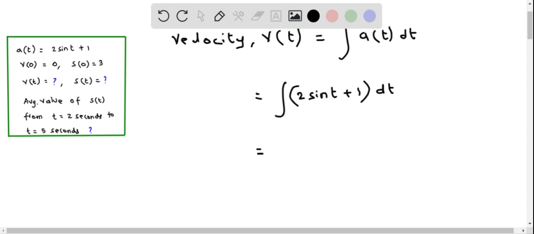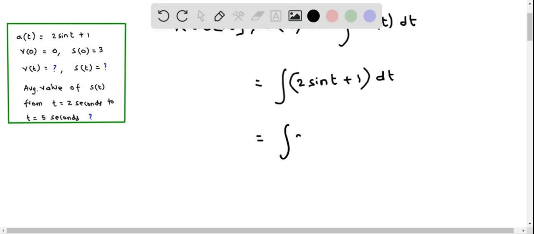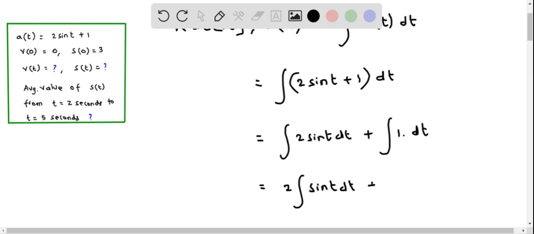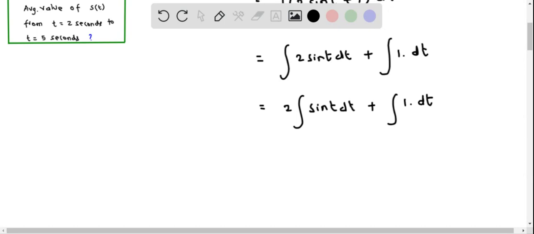We integrate this as two parts, that is integral of 2 sine t dt plus integral of 1 dt. We can factor this 2 and then write this as 2 times integral of sine t dt plus integral of 1 dt. Now we know that using the standard integration formula, the antiderivative of sine t is negative cosine t. So we write 2 times negative cosine t plus the integral of 1 dt is t, and then we put the constant of integration plus c.